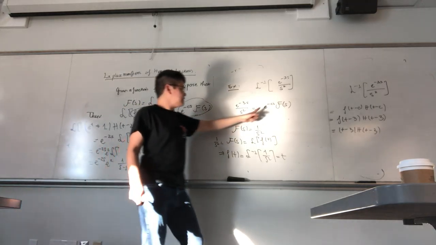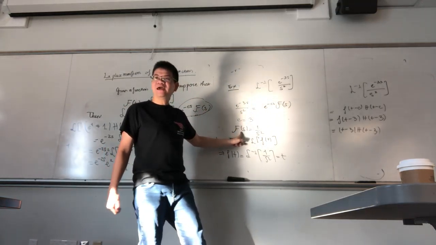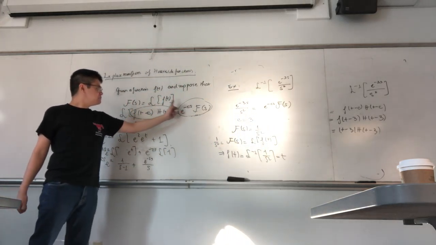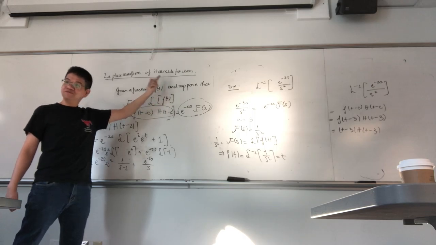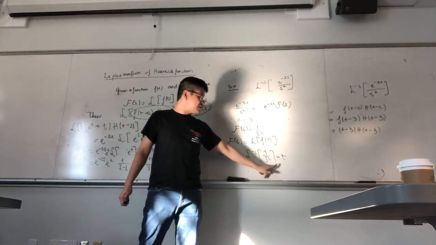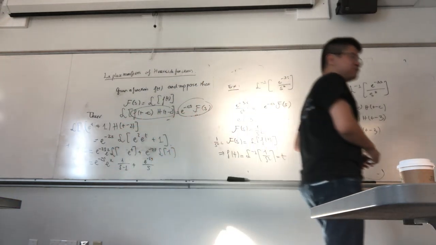So I write it like e to the power minus cs times capital F. c has to be 3, and the capital F has to be 1 over s squared. The capital F will be the Laplace transform of some function. This function is the inverse Laplace transform of 1 over s squared, and it has to be t, right? Now I'm going to use this formula, but in the inverse form.